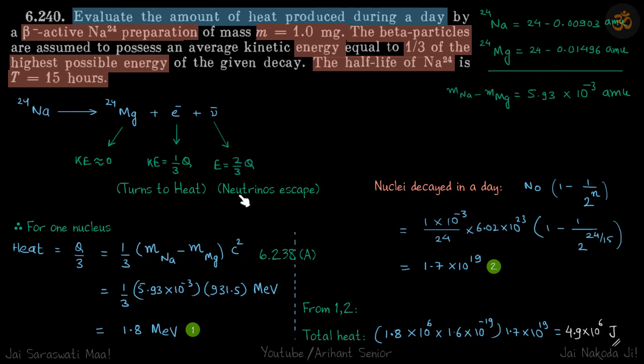Now neutrinos, they just escape, right? In fact, it is very hard to detect neutrinos. They'll just pass through the earth itself. They have that kind of properties. So neutrinos will escape, and these electrons, whatever kinetic energy they have, will eventually settle inside the metal itself, and that energy will be turned to heat. So we need to find the value of Q by 3 for this equation.